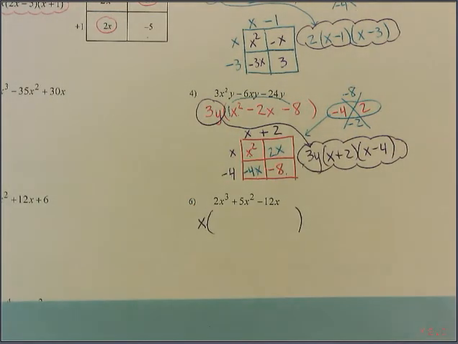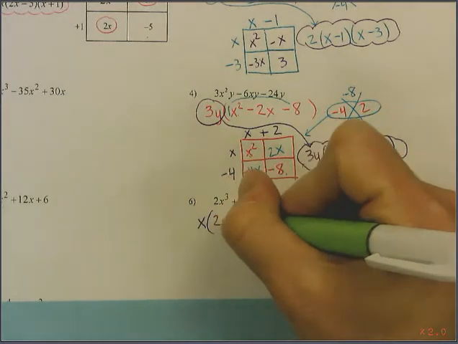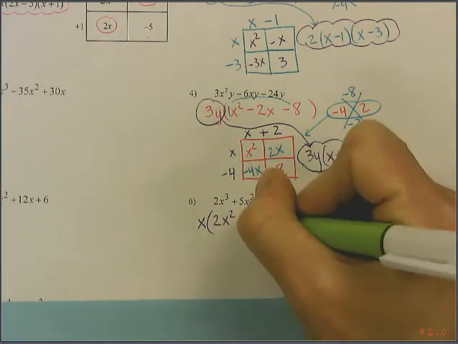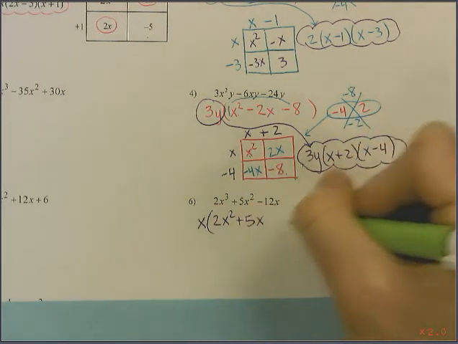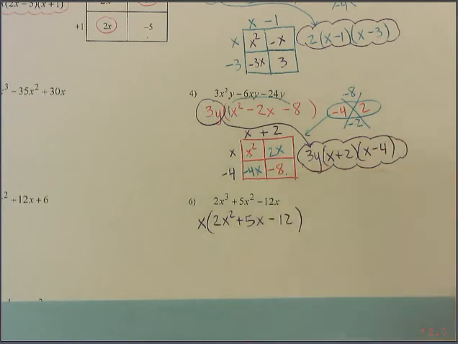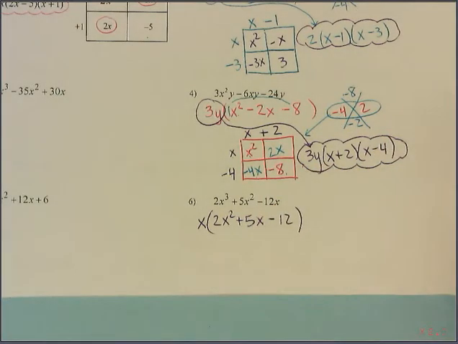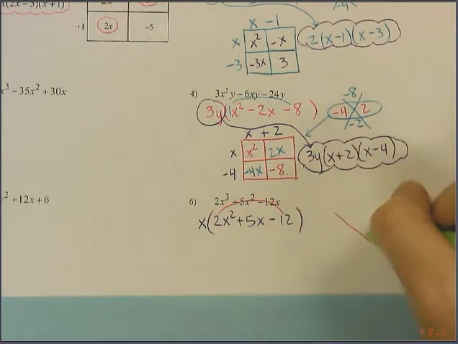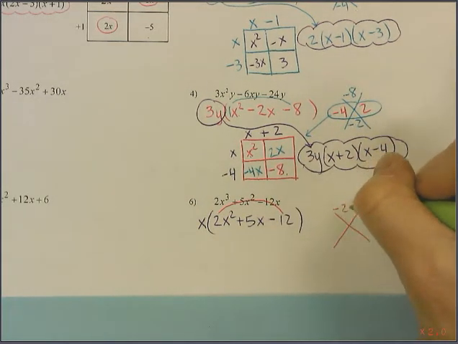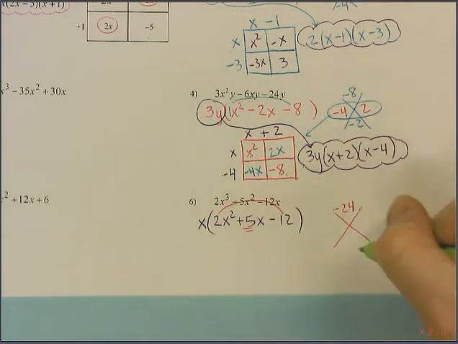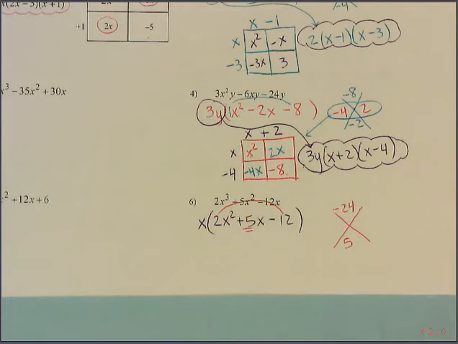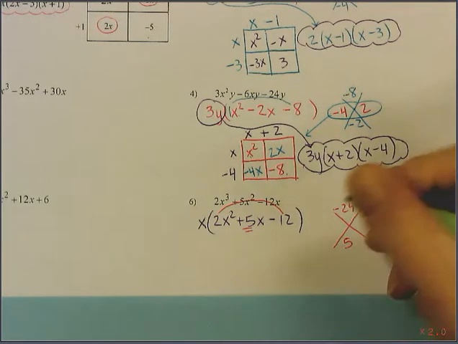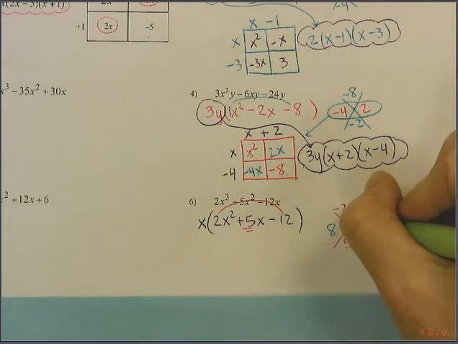Okay. Leaving me with 2x squared plus 5x minus 12. Okay. And then you go through the same process. 2 times negative 12 is negative 24. And they have to add up to positive 5. So the diamond problem answers should be 8 and negative 3.